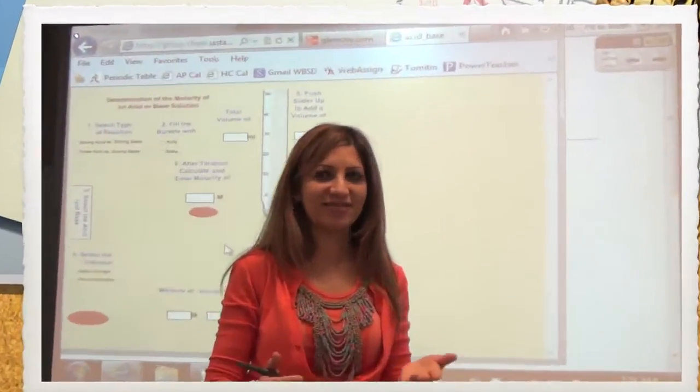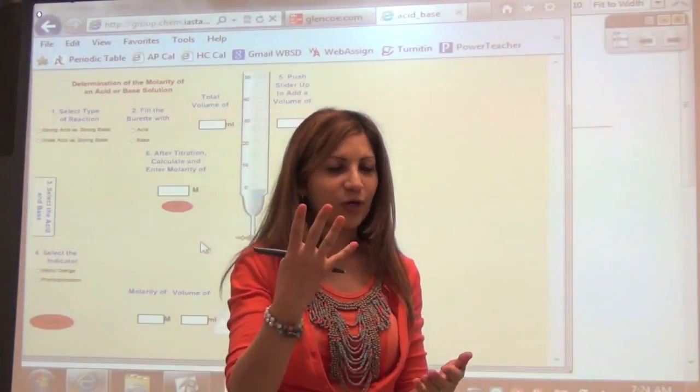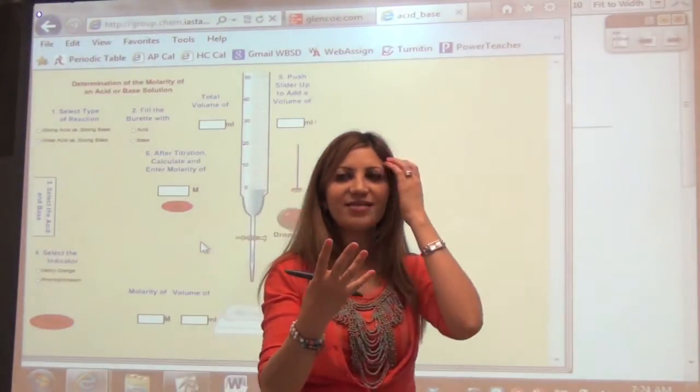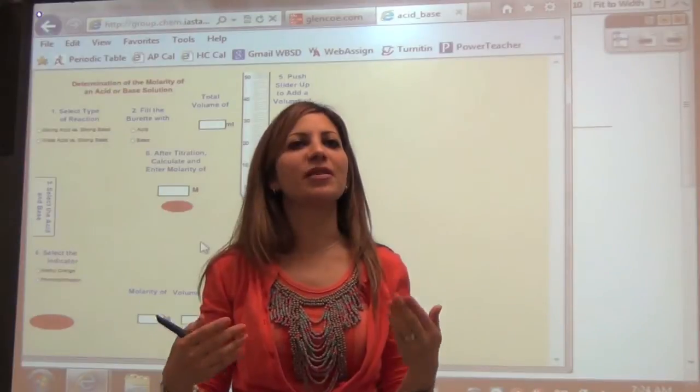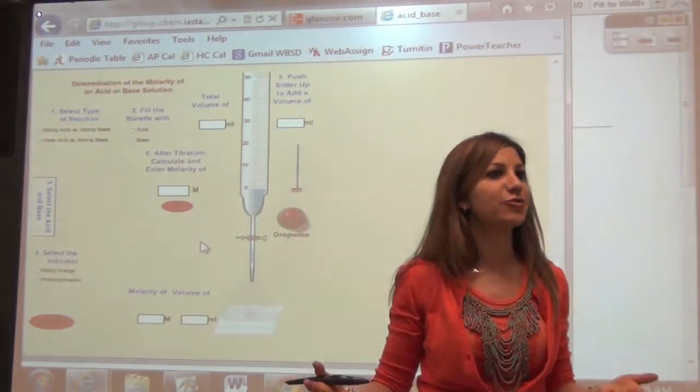Calculations on acids and bases. We're going to review a little bit with the 4 equations that we're using for acids and bases. And then we're going to do some lab problems. And the basic lab ideas are really, it's called a titration, okay?